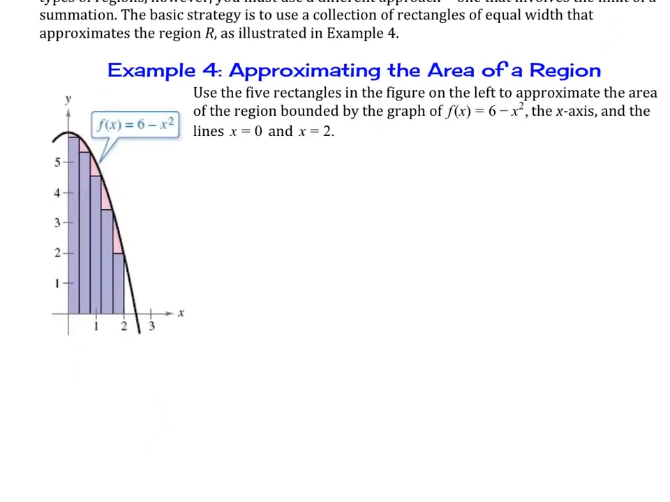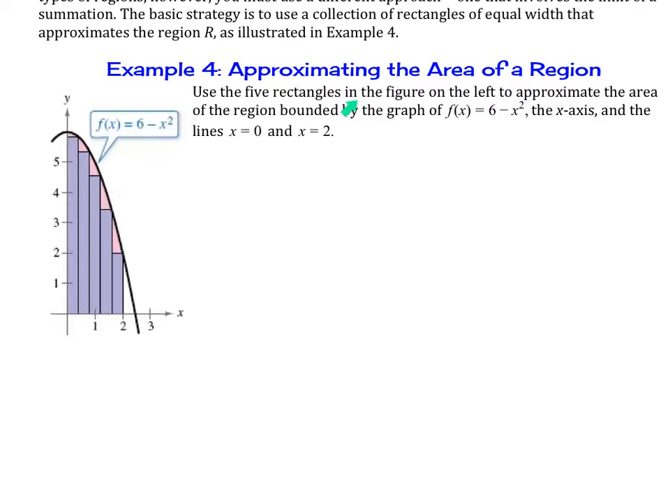So we're going to use the 5 rectangles in the figure on the left to approximate the area of the region bounded by the graph of f of x equals 6 minus x squared, the x-axis, and the lines x equals 0 and x equals 2. So we're trying to find the area here, and we're going to use rectangles for that. We notice that we go from 0 to 2, so we can figure out the width of each rectangle. Just to go over this once, we could figure out the right endpoints of each rectangle. We know it's 0 to 2 and it's divided into 5 pieces. So that tells us our width or our intervals.